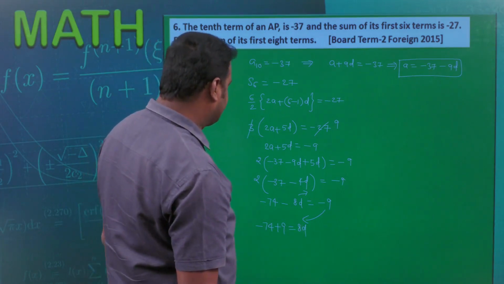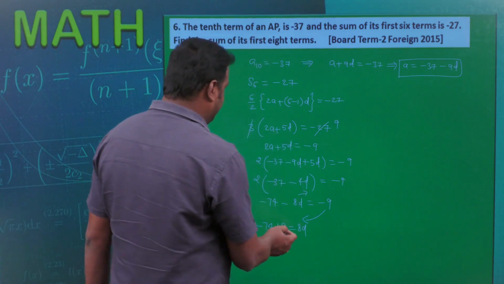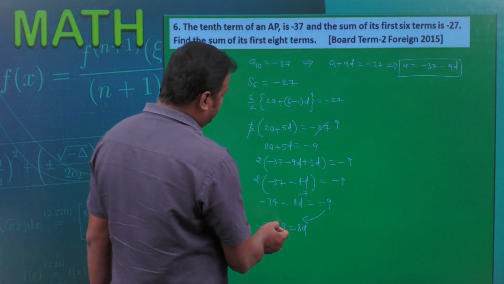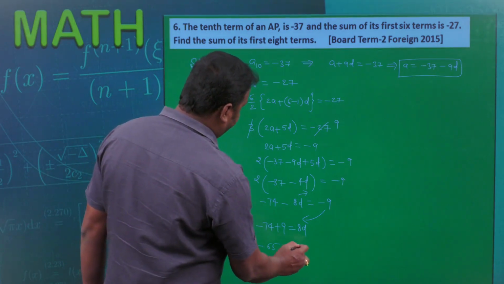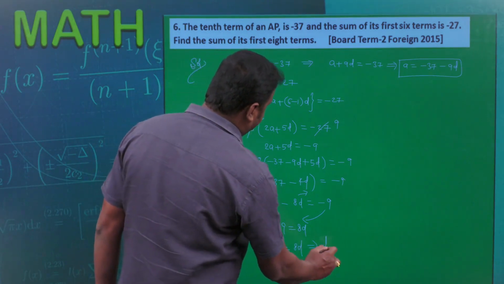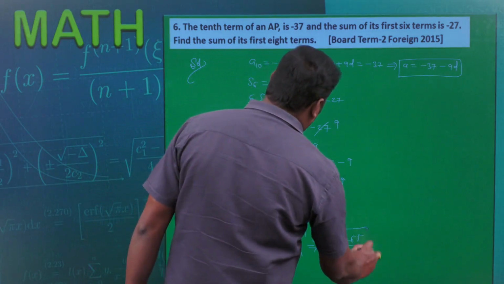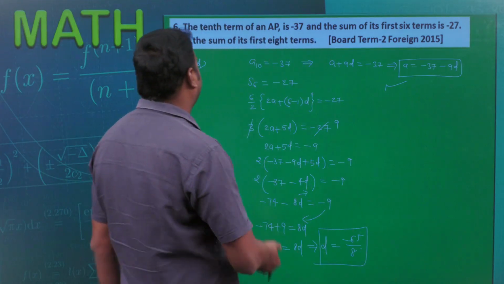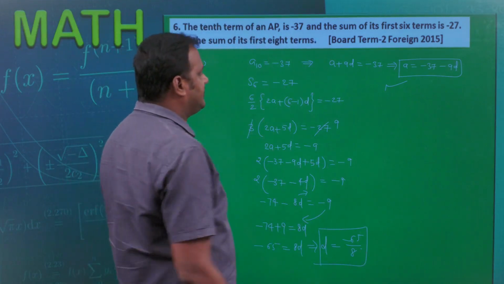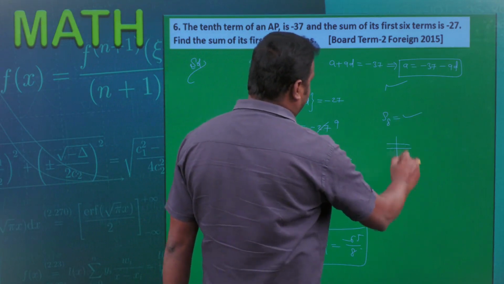Minus 74 plus 9 is equal to how much? It is going to be minus 65. So minus 65 is equal to 8d. Then the value of d is equal to minus 65 divided by 8. So we got the value of d, and then we can get the value of a. After getting the values of a and d, find the sum of the first 8 terms. So S8 can be done easily by this.